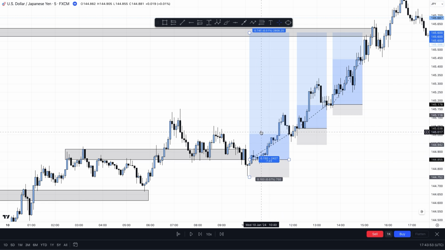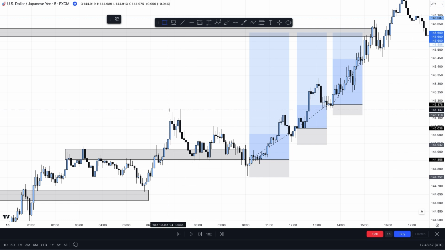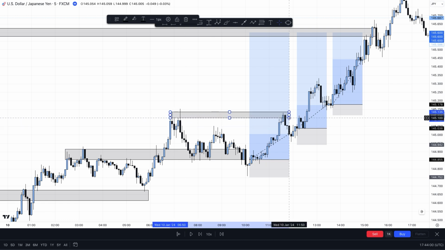However, then we came to this level of resistance. Okay, this level of resistance, price came into this level, and what did we see?